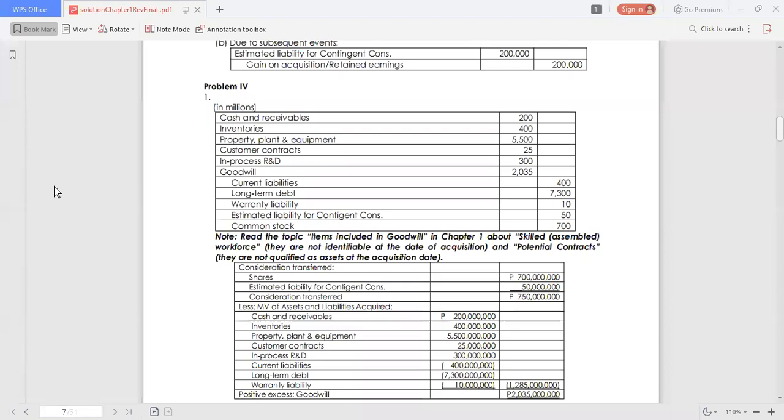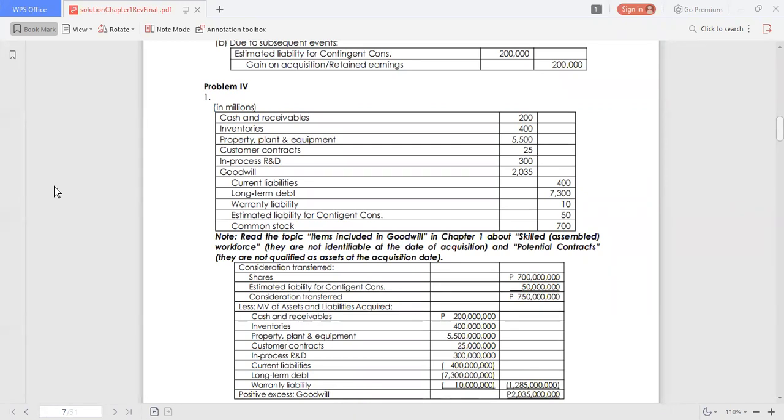So we have now the computation of the applicable amount of positive excess, which is goodwill. We have the consideration transferred given at 700 million. Then the estimated liability for contingent consideration given at 50 million. From the total, we deduct the market value of assets and liabilities: cash and receivables 200,000, inventories after adjustments 400,000, property, plant and equipment, customer contracts, and in-process research and development.